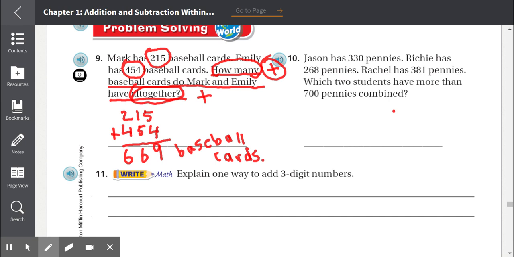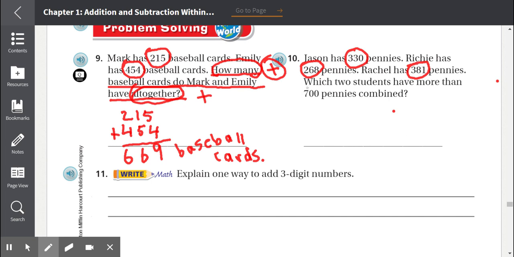Number 10. Jason has 330 pennies. Richie has 268 pennies. Rachel has 381 pennies. Which two students have more than 700 pennies combined? So let's circle our keywords and important numbers. 330 pennies for Jason. Richie had 268 pennies, and Rachel has 381 pennies.